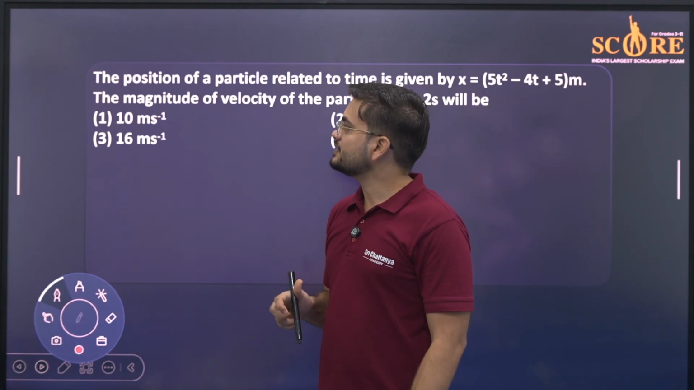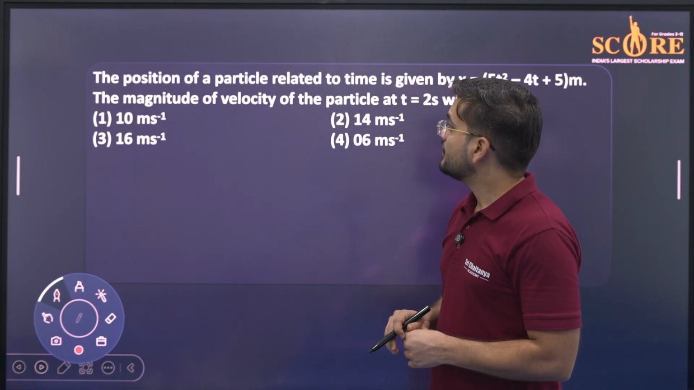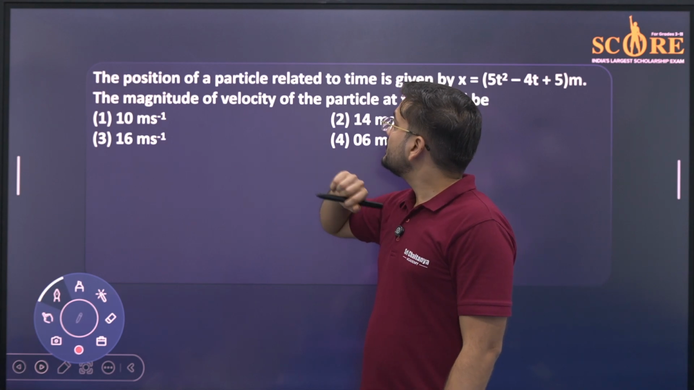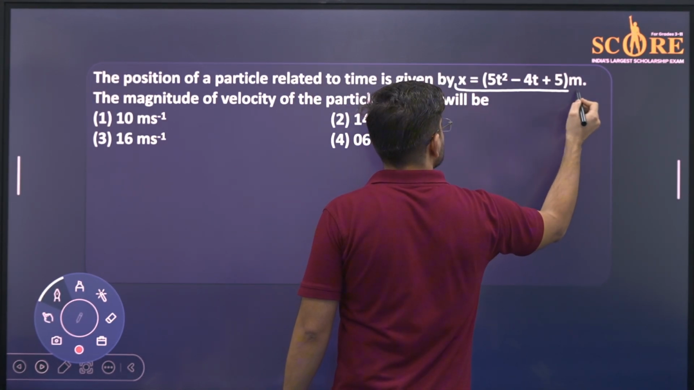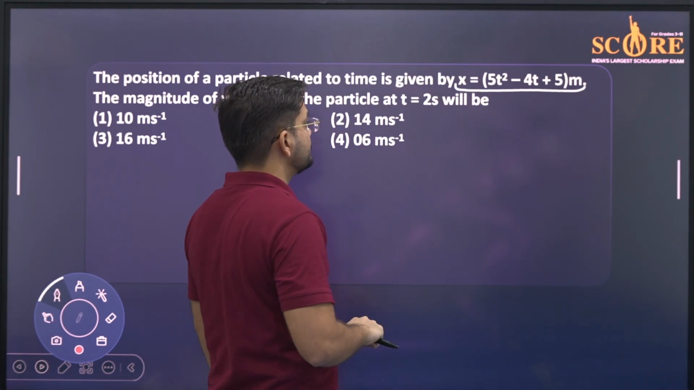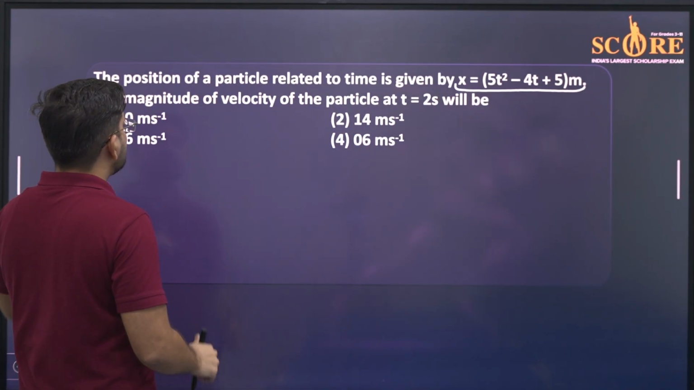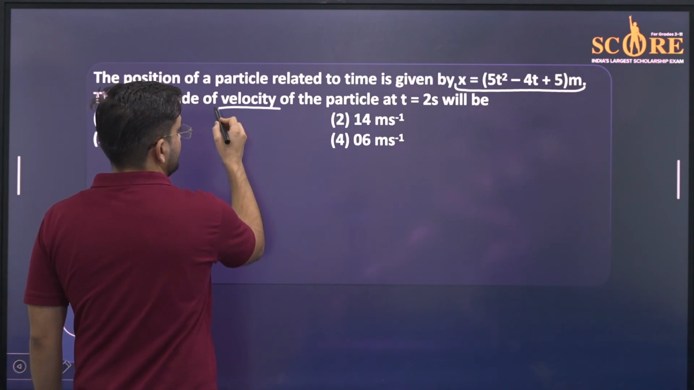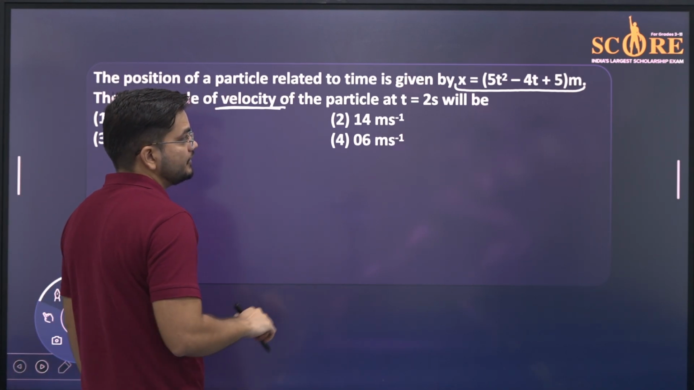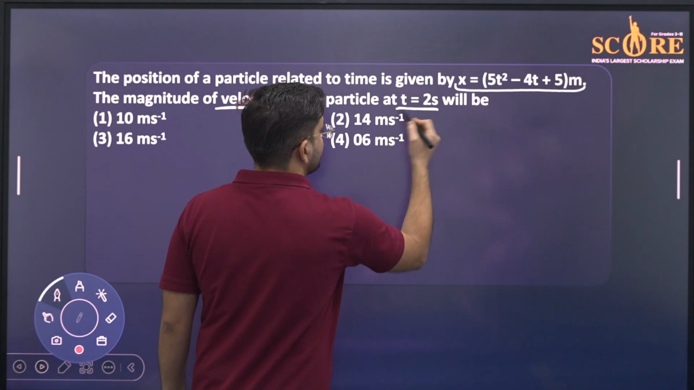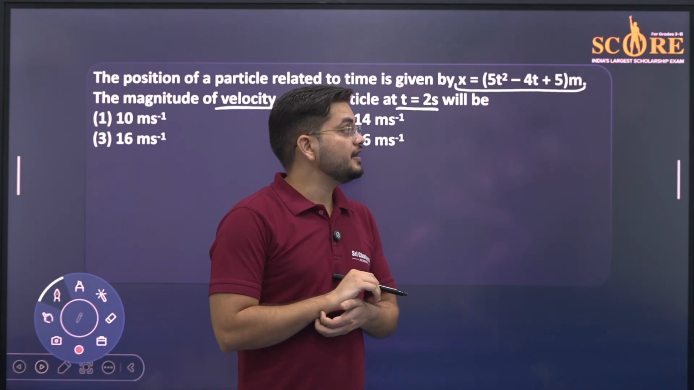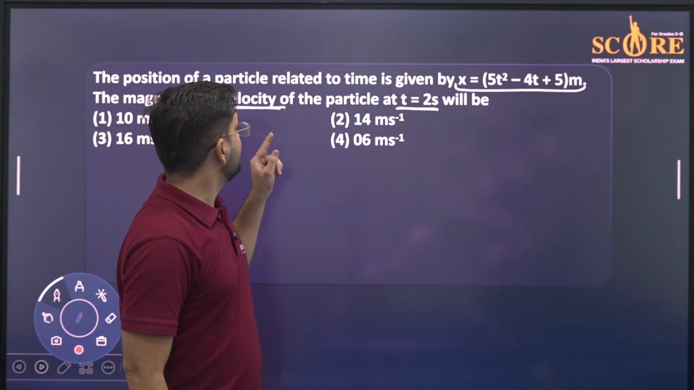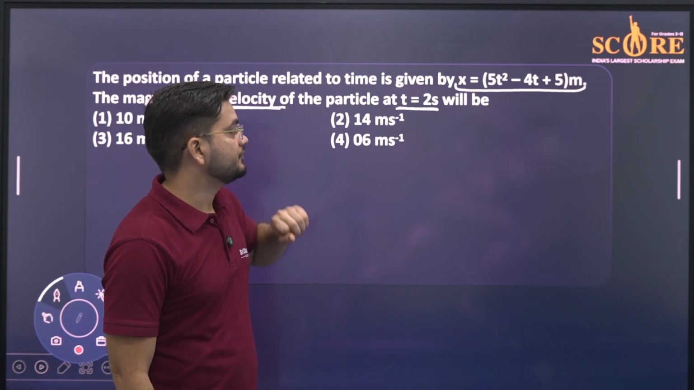The next problem is: the position of a particle related to time is given by x. This is the position of the particle. Find the magnitude of velocity of the particle at t equal to 2 seconds. This problem is based on calculus. By using differentiation, we will calculate velocity.